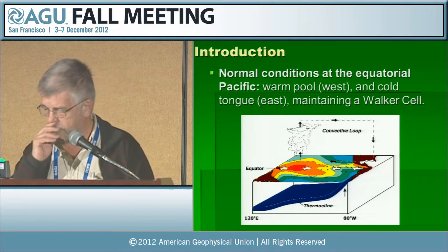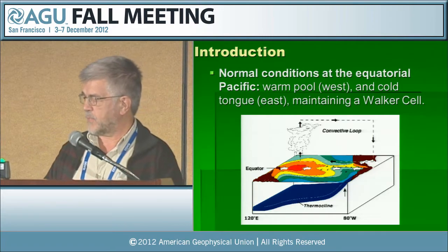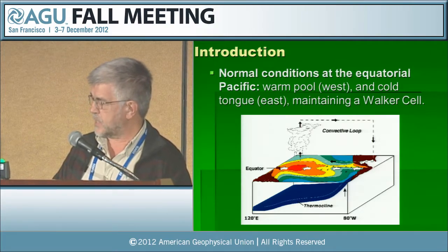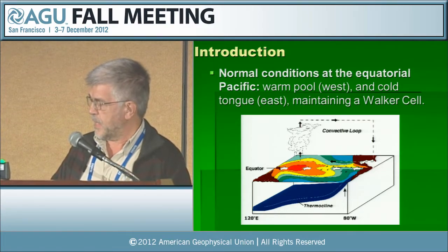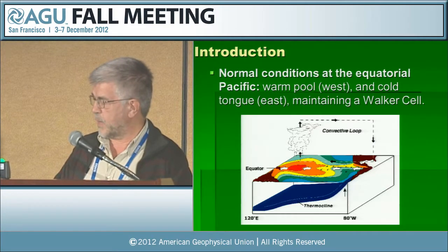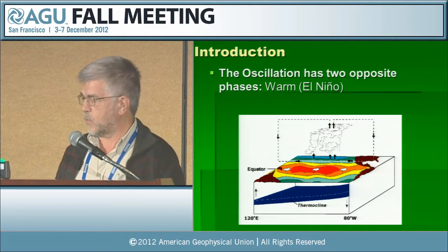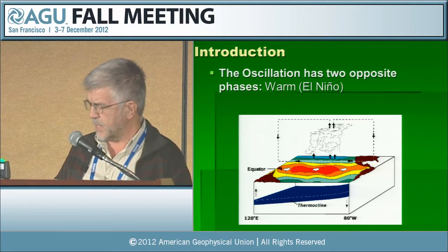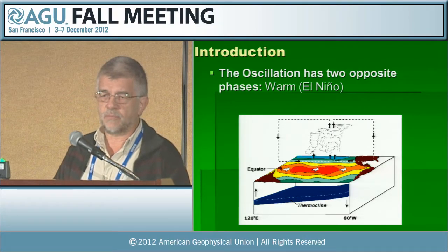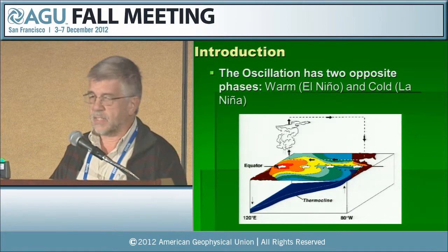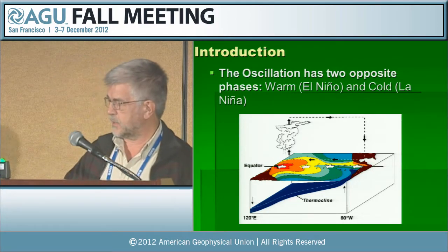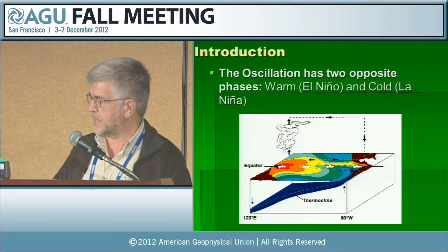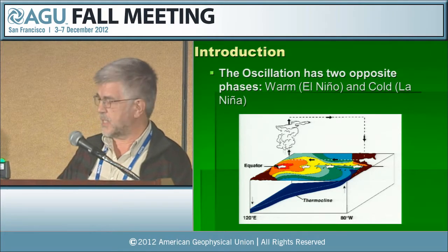This is a well-known scheme of the normal conditions in the tropical Pacific, with the warm pool in the west, upwelling in the east, and the corresponding atmospheric circulation. When El Niño occurs, the warm waters also go to the east, the thermocline is deepened in the east, and there is a modification of the atmospheric circulation. La Niña is the cold part of the oscillation. Cold waters proceed to the west, and the surface trade winds intensify.